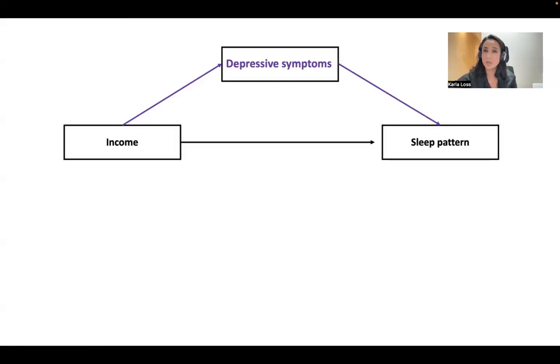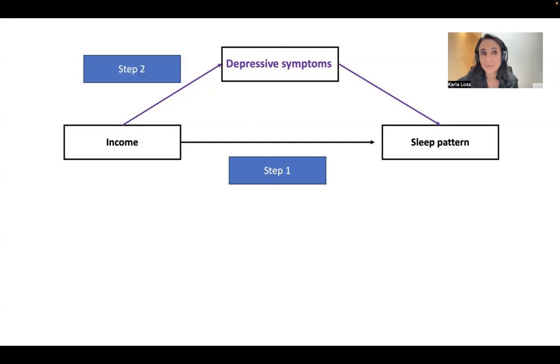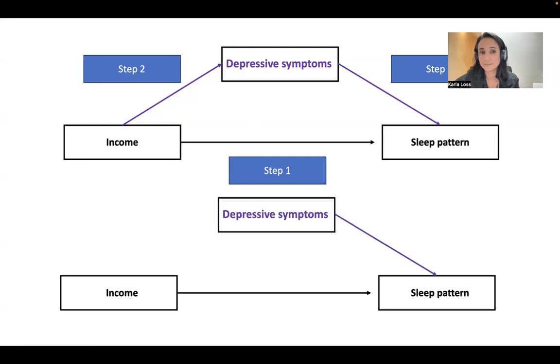So here we are with our initial idea. Step one is basically the regression between income and sleep pattern. Step two is income and depressive symptoms. And step three is our third simple linear regression model, assessing the association between depressive symptoms and sleep pattern.